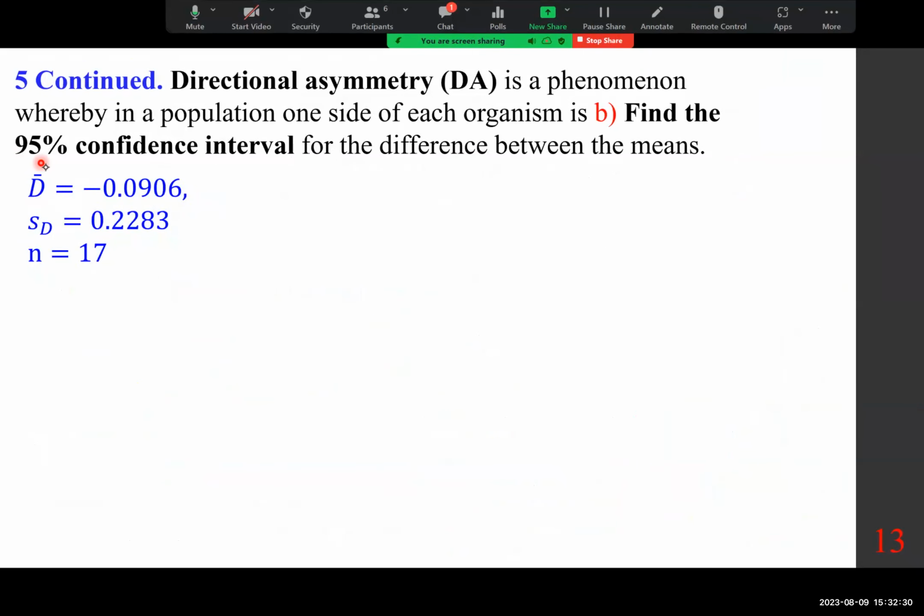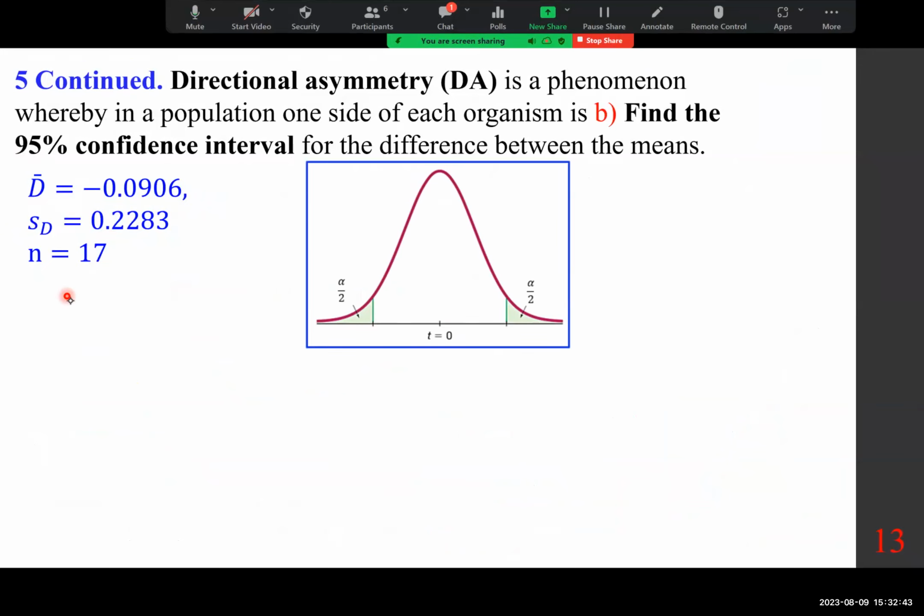Same question, we want to find a 95% confidence interval. It's the same question, we've done all the work, and now we want a 95% confidence interval, where D bar is given, S sub D, n. And so this is the confidence interval. 95% is right in the middle. And so the two tails are 5% divided by 2, or 0.025, and we have the same T. That means negative 2.12 for here, positive 2.12 for here.